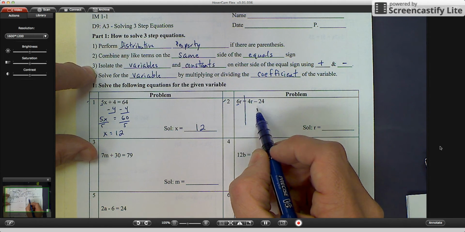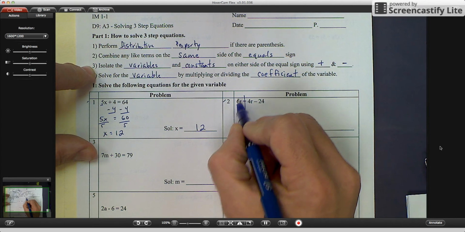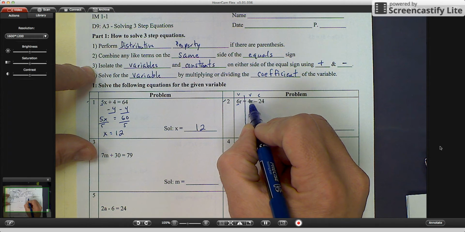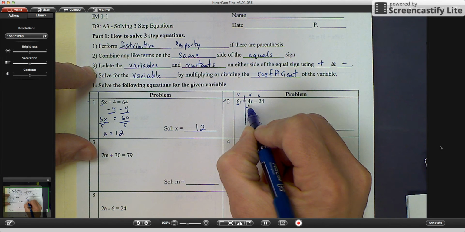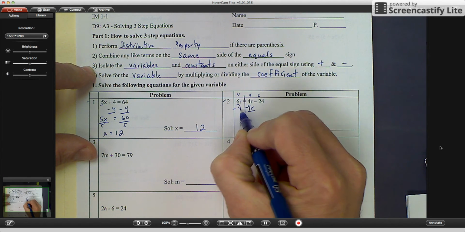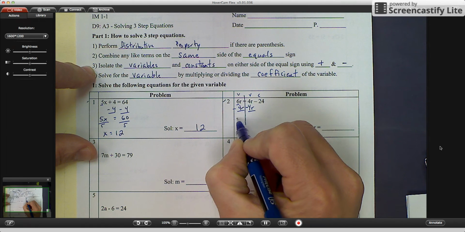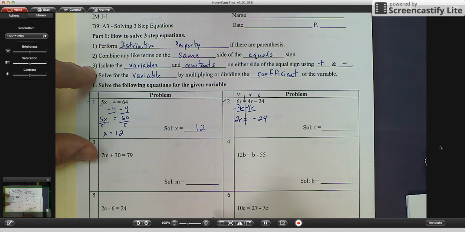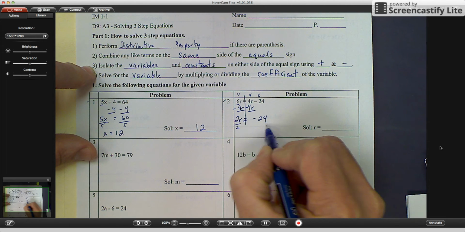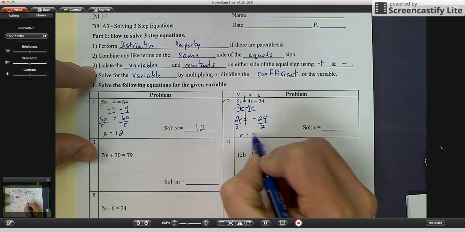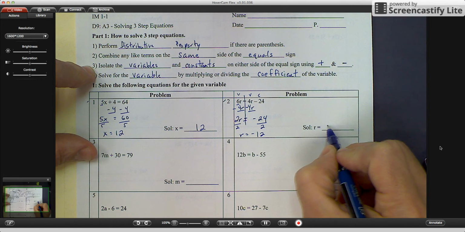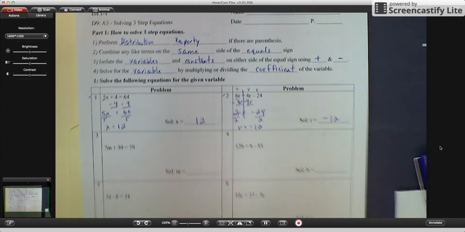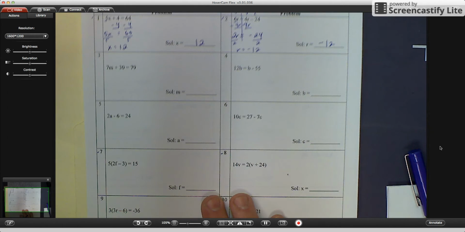It says isolate the variables and the constants. So I have a variable here, and a constant there. So I need to move this variable to the other side. So I'm going to subtract 4r, and I get 6r minus 4r is 2r is equal to a negative 24. And then I'm going to divide by 2, and you get r is equal to a negative 12. So r would equal negative 12 in this situation. I'm going to let you do 3, 4, 5, and 6 on your own, as those are the ones that we did the other day.